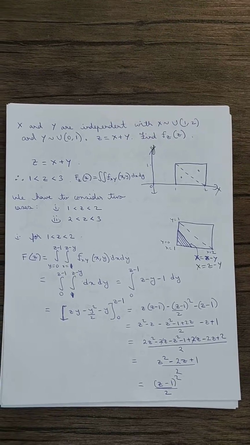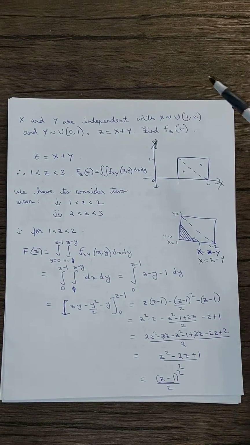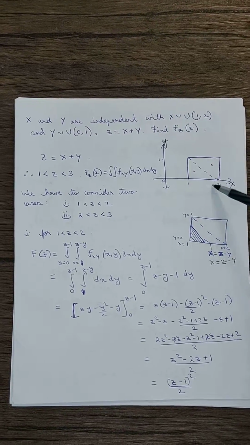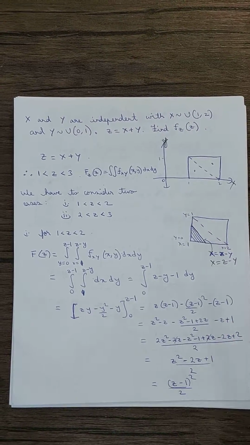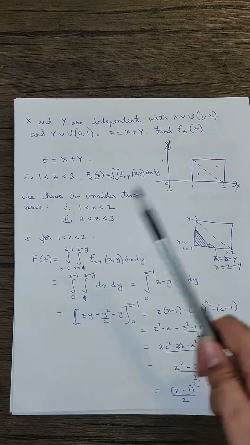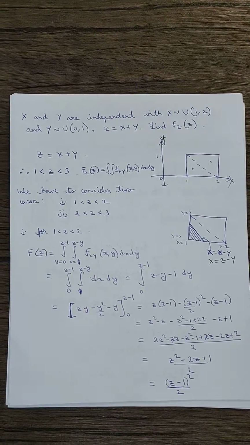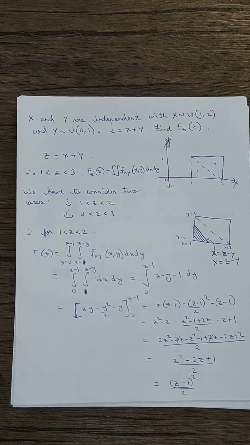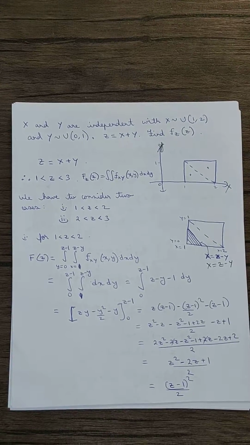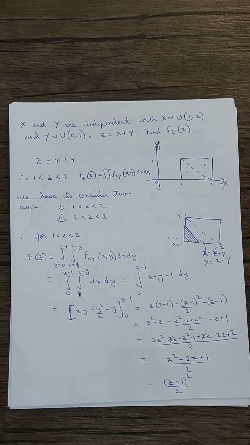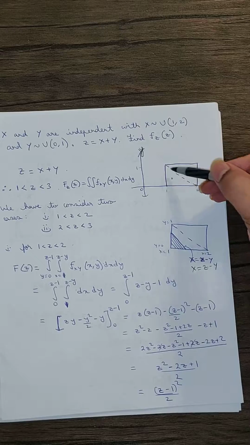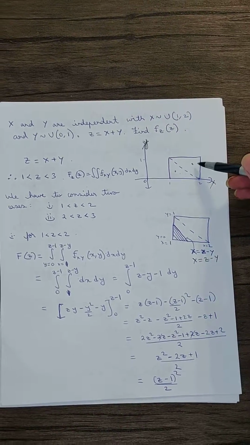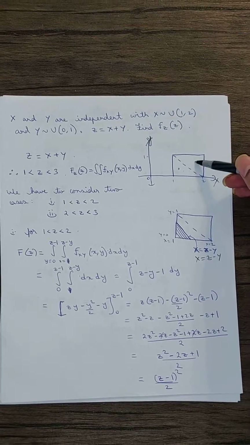So here, Z is X plus Y, X and Y are uniform, so this is the plot for X and Y. Clearly we can see the boundaries for Z. Z is greater than 1 and less than 3. So we have to take two cases. One is Z greater than 1 and less than 2. The second case is Z greater than 2 and less than 3. The first case happens in the lower half of the square, this triangle, and the second case happens in this part.